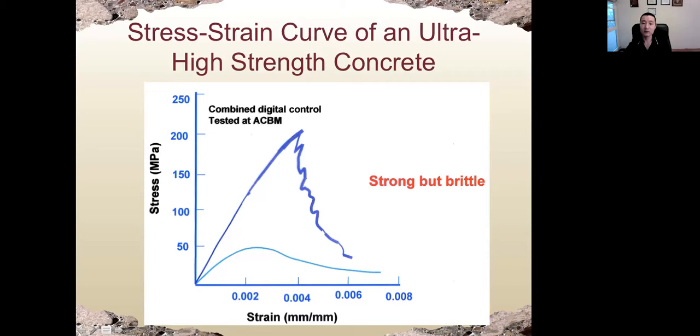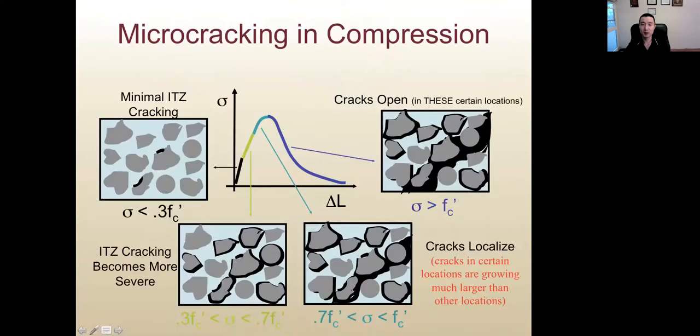But if we can add some fibers in this system, we can make it tougher. The reason for the brittleness of high strength concrete is this: for conventional concrete, we have the so-called crack localization, which means cracks in certain locations will open up, and that causes the failure of the concrete. But in other parts of the concrete, it still remains mostly untouched. And that's the reason we have this post-peak behavior.